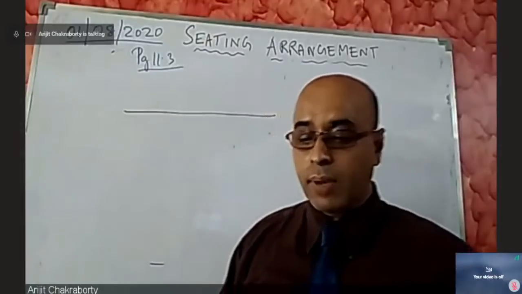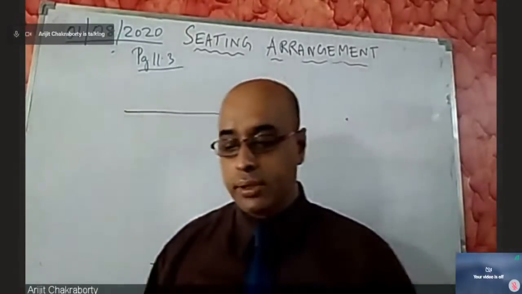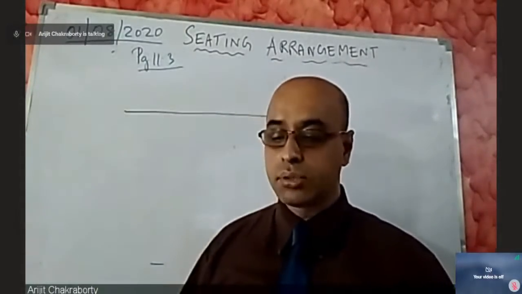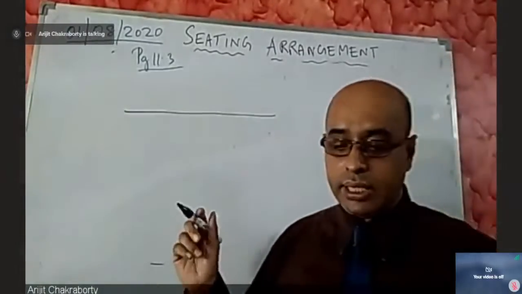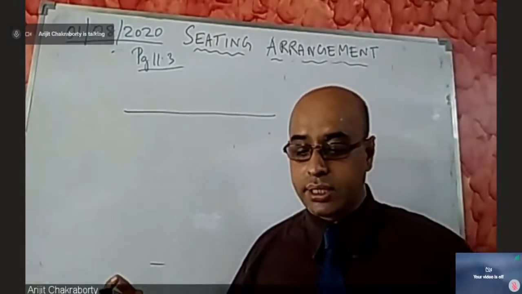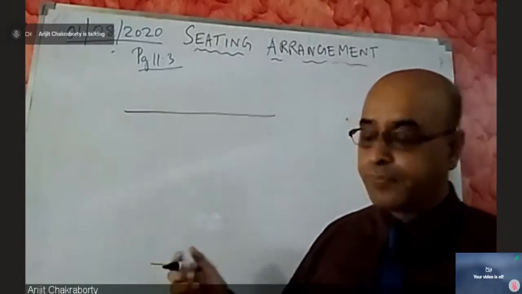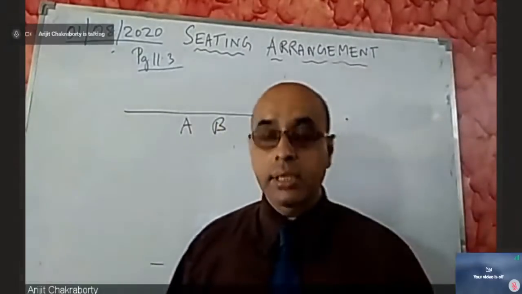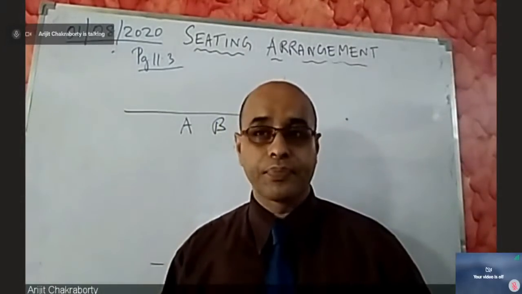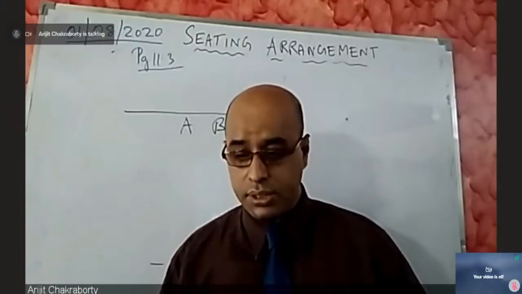A is occupying the seat next to B, but not next to C. So A and B are sitting next to each other. It can be like this: A is here, B is here, but not next to C. So please look at the conditions.